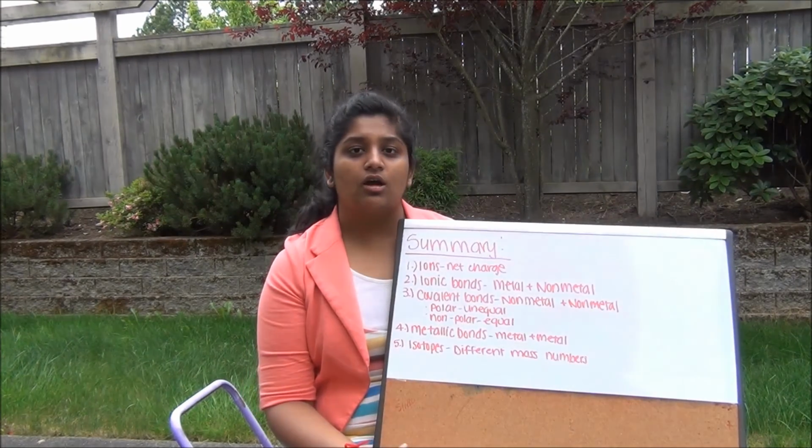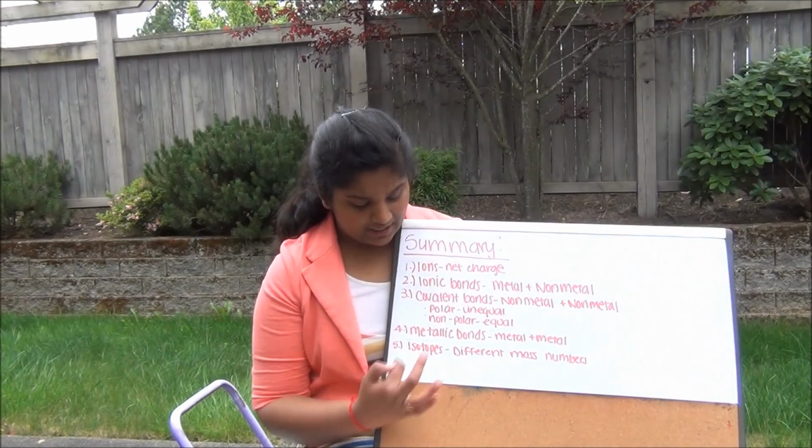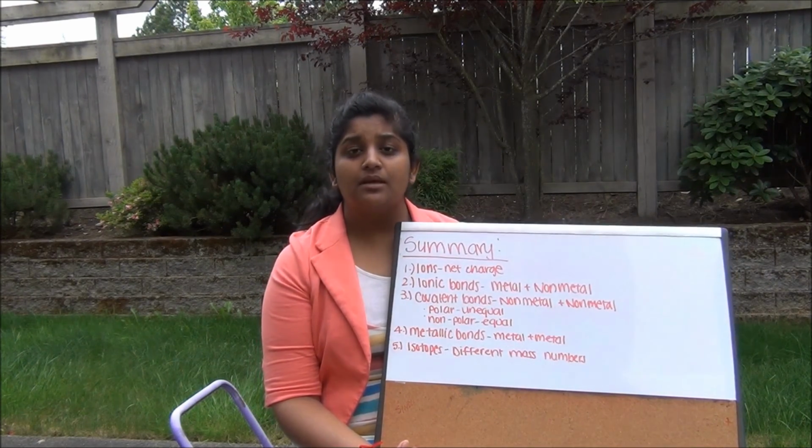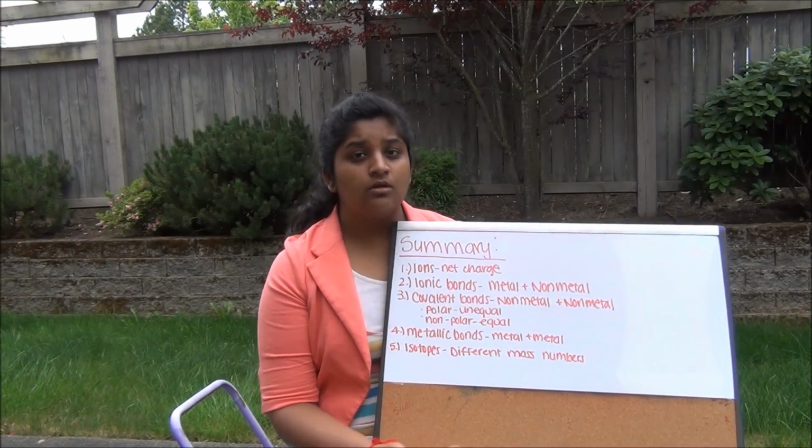Metallic bonds are metal and metal, and isotopes are the same type of atom or molecule, but with different mass numbers. For example, carbon.